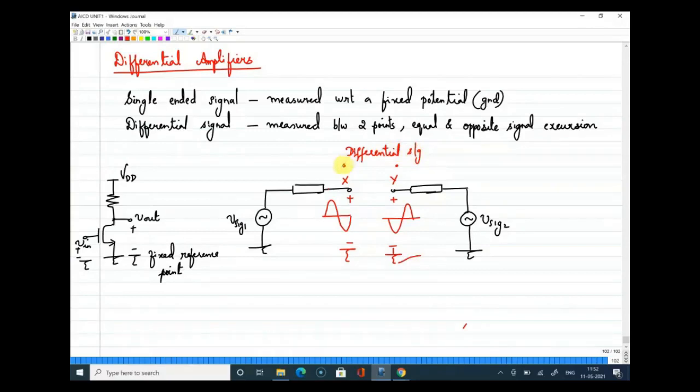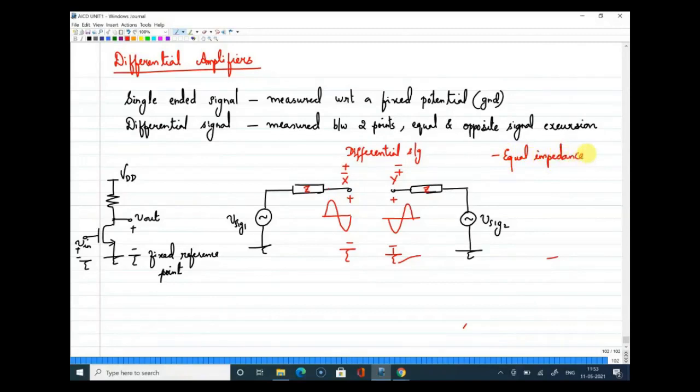Is that clear? If I measure between X and Y, either as plus minus or as minus plus, we call this a differential signal. One more addition: whenever you measure between 2 points which have equal and opposite signal excursion and you want to call that a differential signal, in most cases the impedance should also remain the same. So these two impedances should remain the same. That is one more additional condition. It should also have equal impedance.